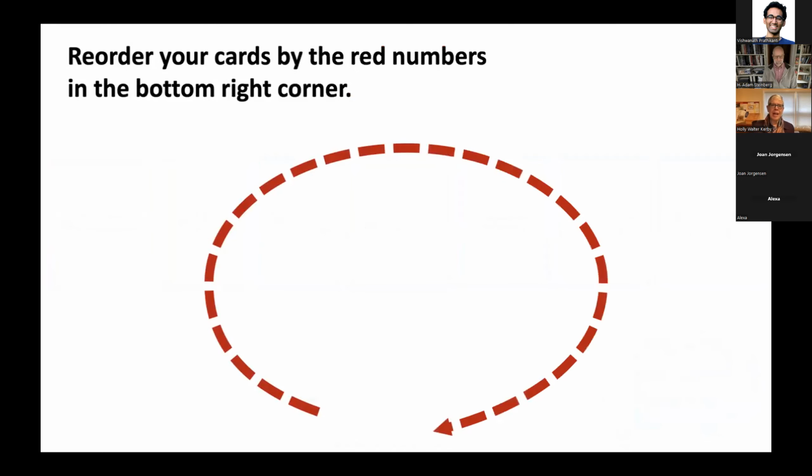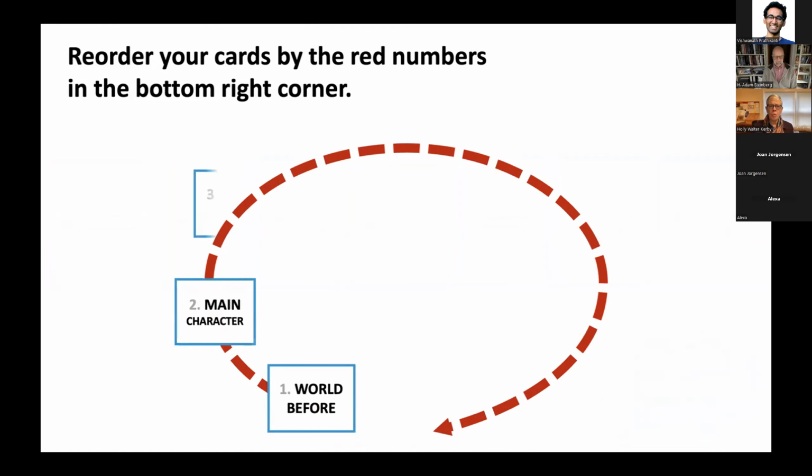So the very next step is to take their cards and to reorder them by the numbers in the right corner. And when you do that, you get a story. It goes like this. This sets the stage. This is the big problem your research was done in response to. Oh, there you are, the researcher.